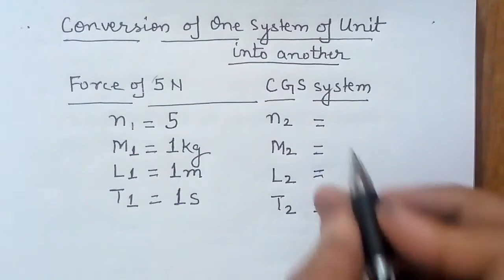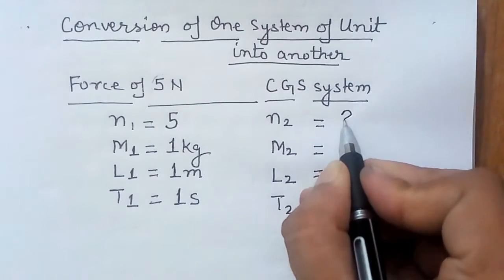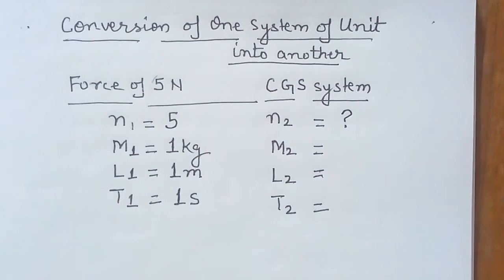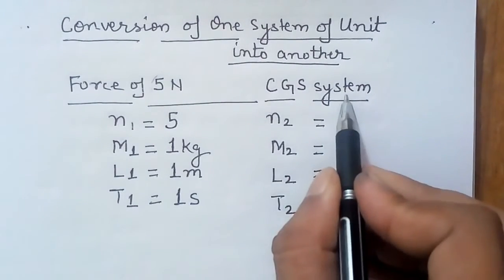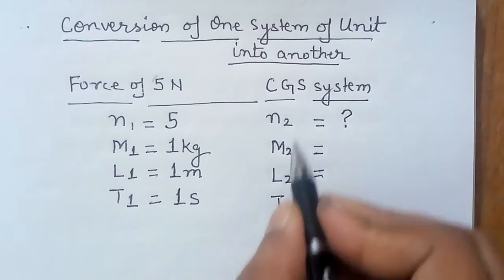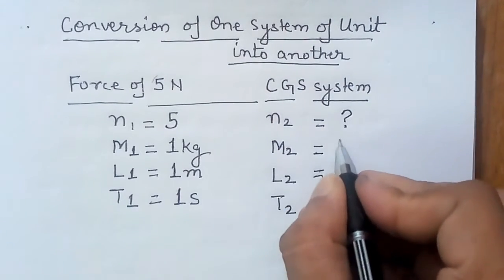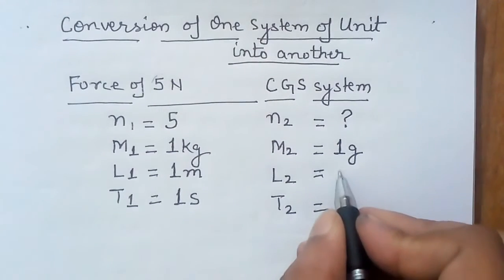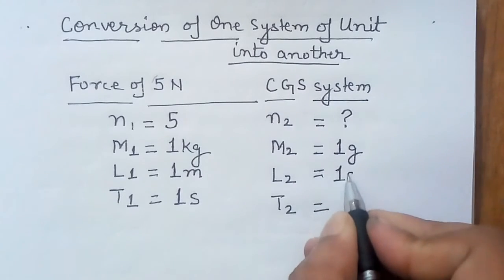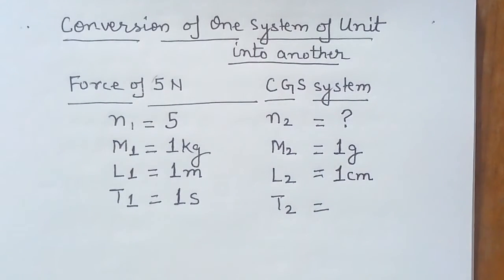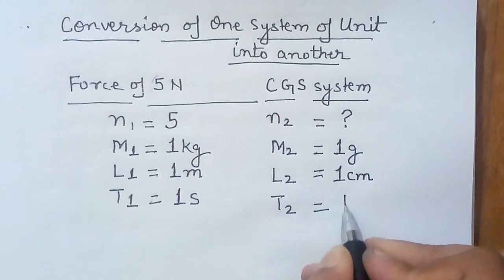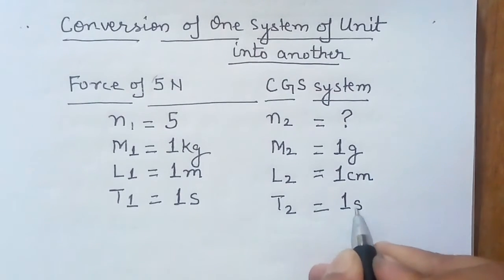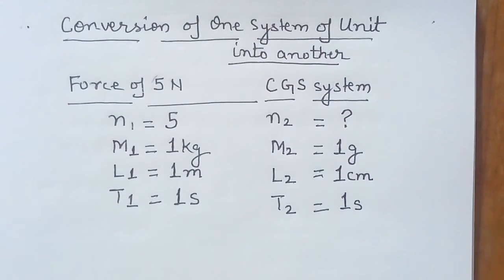And in the second system, N2, its value we have to find. And M2, it is the CGS system. So in the CGS system, mass is measured in gram, so we write here 1 gram. Then for length, we measure length in centimeter, so we write 1 centimeter. And time also in CGS is measured in second. So these are the values of system 1 and system 2.